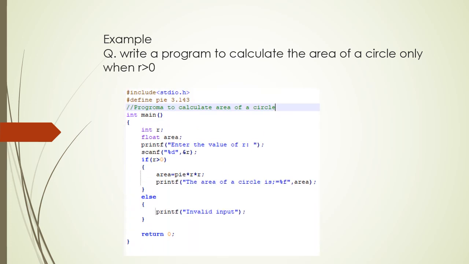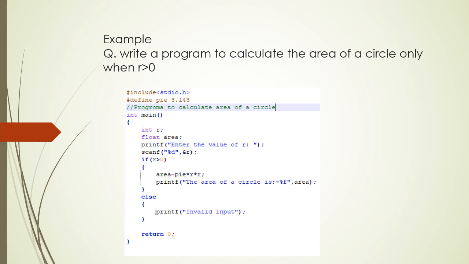So for example, I've done also a program here. I have declared my variable r and the area, that is after executing the program where I will store my area. So in this program, it's programmed to calculate the area of a circle if the radius is within my range, it's above 0. So if the value I enter for r is above 0, then the area will be calculated.